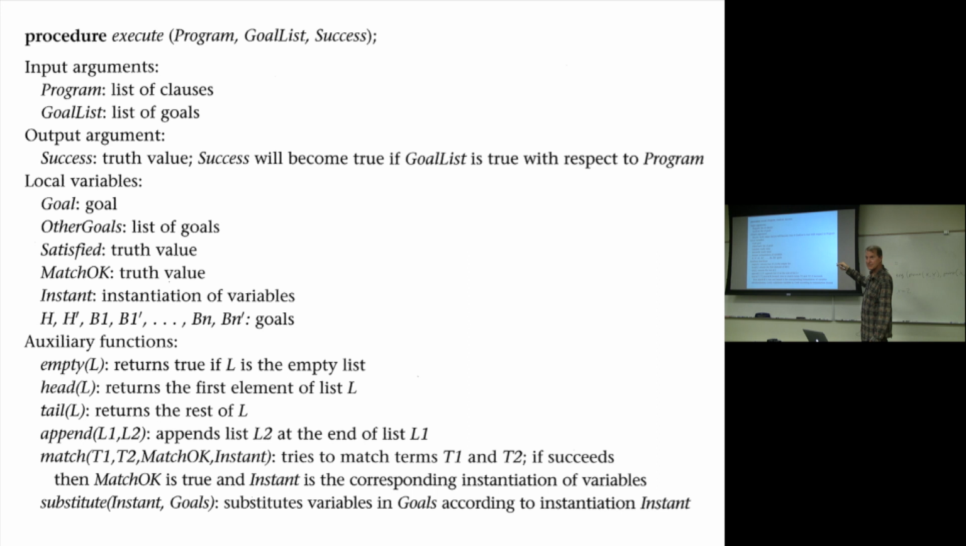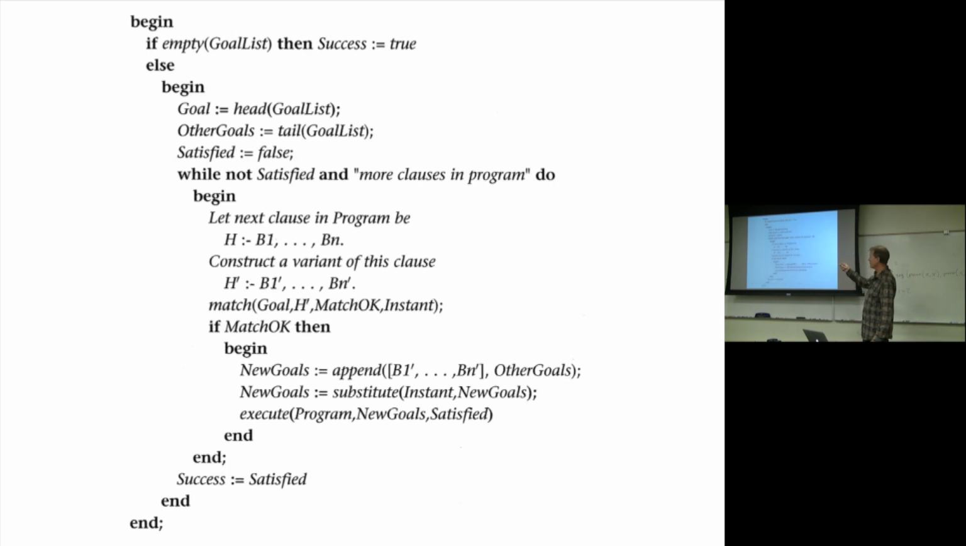I'm going to run through this a little bit longer. It's really interesting. Your program is a list of clauses. Your goal list is a list of goals, like we had those goals, and then our output argument, success, a truth value. Success will become true if the goal list is true with respect to the program. Local variables: goal, other goals, satisfied, match, instance. Auxiliary functions: empty L, head L, tail L. Notice it has a head and a tail, and append, and then there's a match function that has these items in its parameter list, and then here is the algorithm itself.